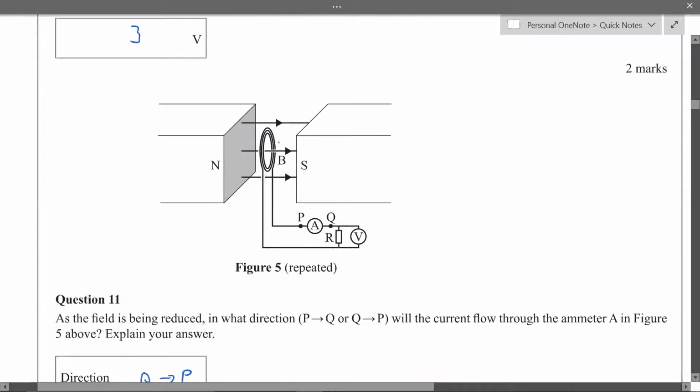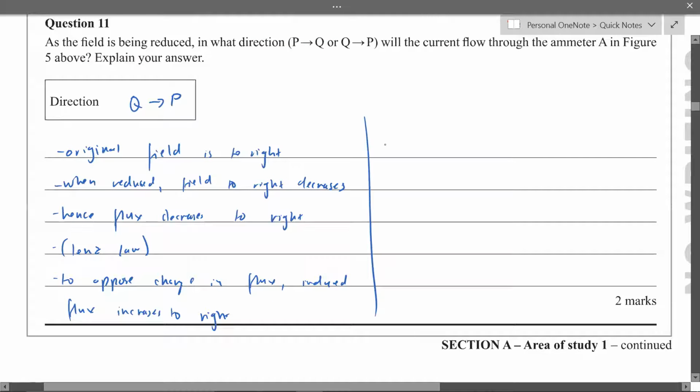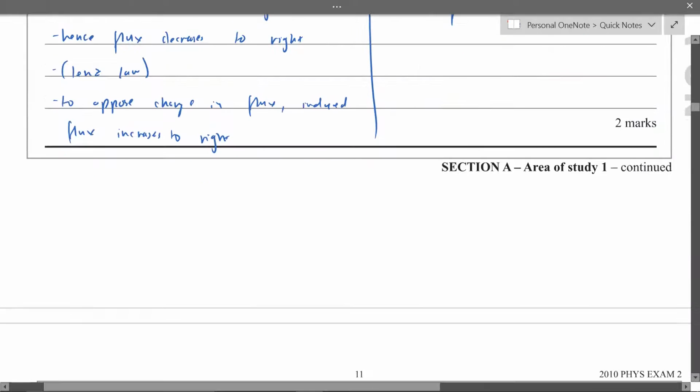So then if you look in the loop, if the flux is coming out here, so the field lines are coming out, you can tell that the current is going this way. If you follow it, it's going from Q to P. So flux increases to the right, hence using the right hand grip rule, current flows from Q to P.